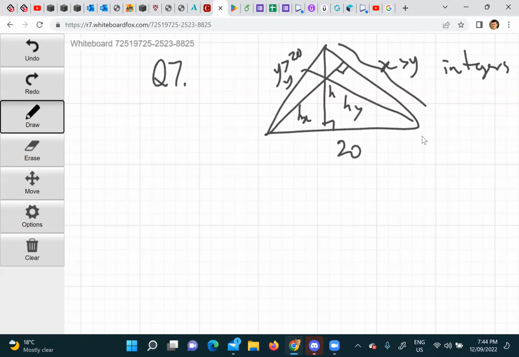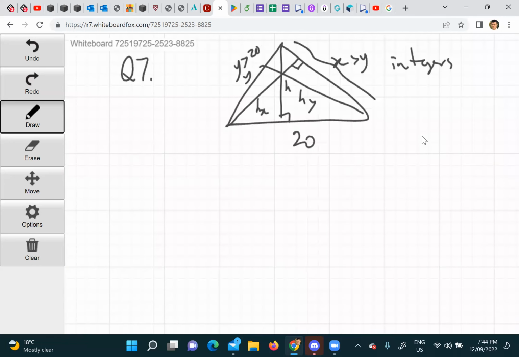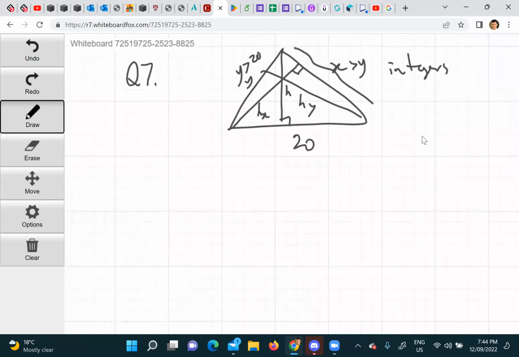So if you're using orthocenter stuff, you better know what you're doing, because this is not assumed in this exam. It could help, but it's not expected that you know it.